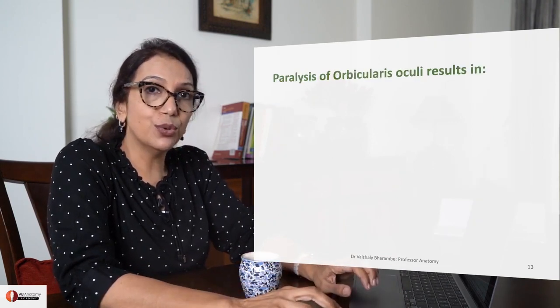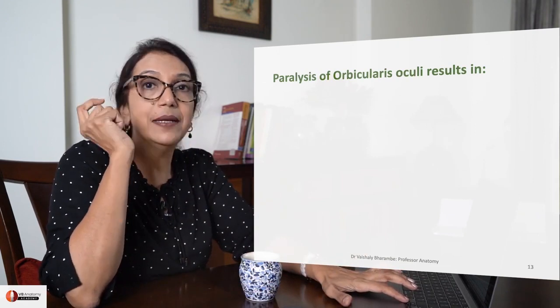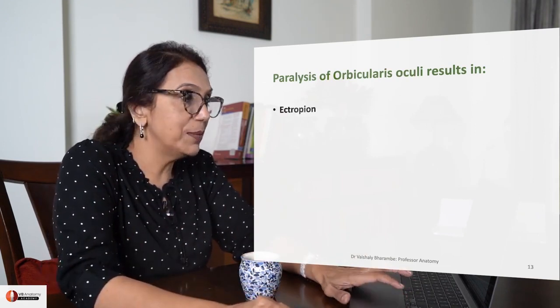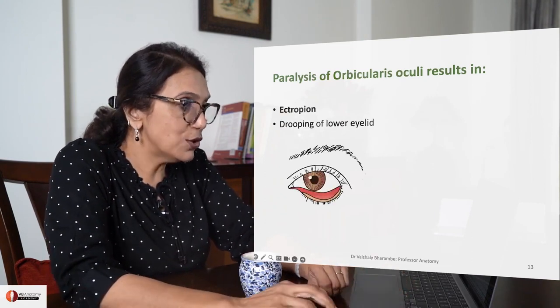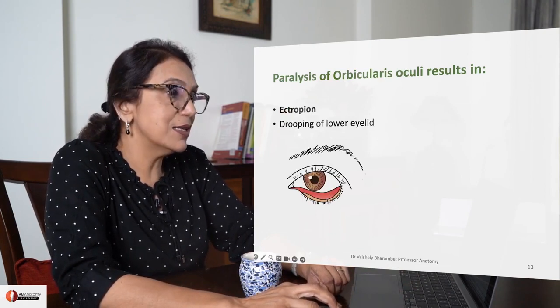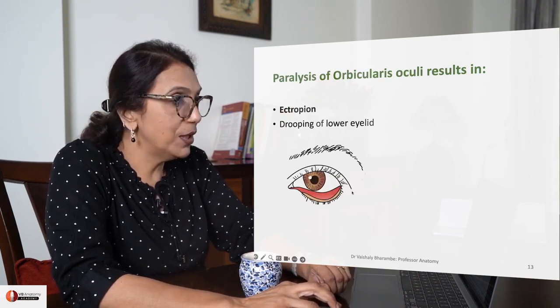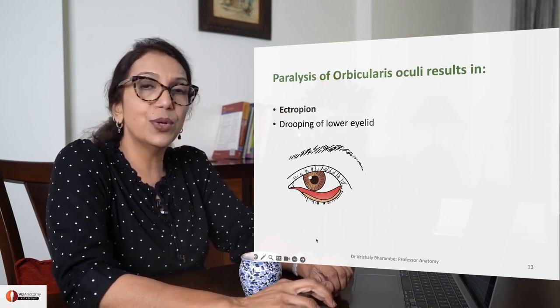So, paralysis of orbicularis oculi therefore will be unable to hold the eyelid in place. Okay, so eyelid begins to droop. This condition is called ectropion. Please observe here how the eyelid is drooping down. Okay, this is called ectropion. Because the eyelid is drooping down many a times, okay, there are tears rolling down the eyes.